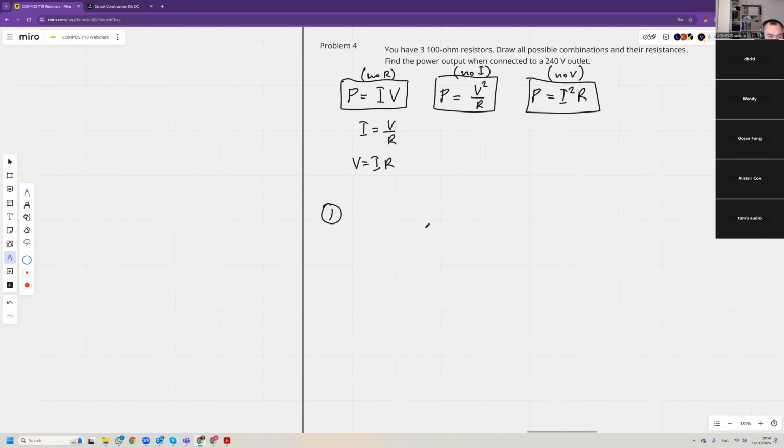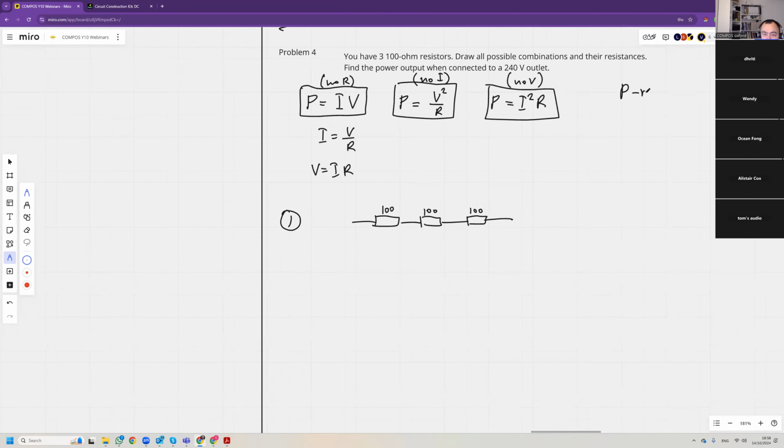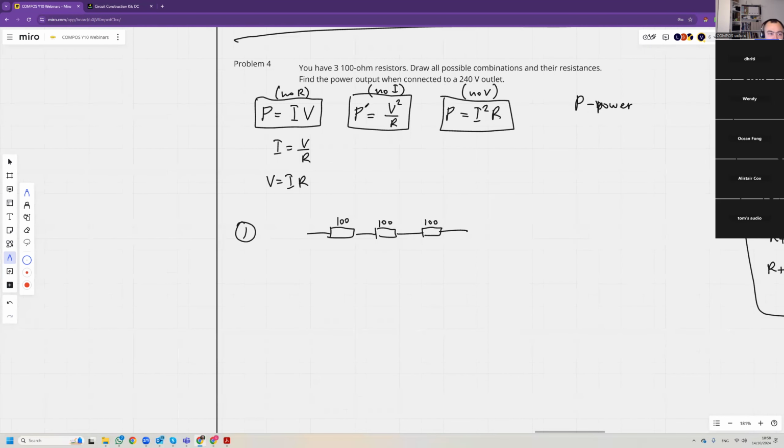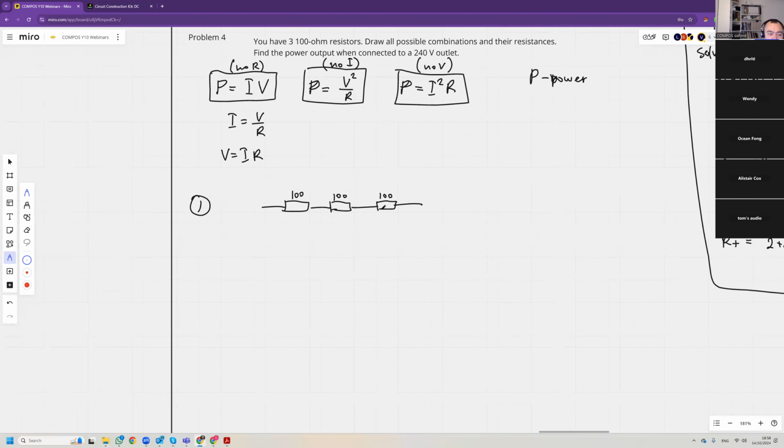Okay, so first, the first is like this, easy. 3 resistors. So that's 100, 100, and 100. P is power. Power is how much energy per second. Power is measured in watts.